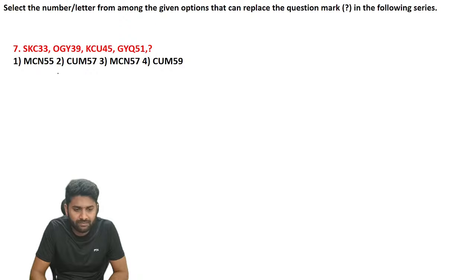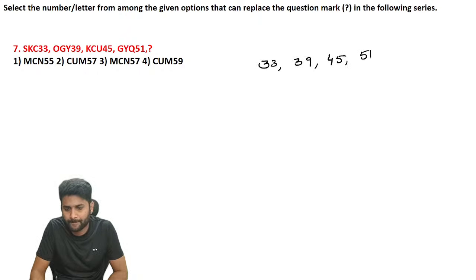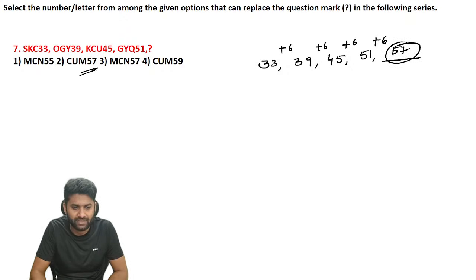Now let's check with the numbers 55, 57, 57 and 59. See, first of all numbers 33, 39, 45, 51. Every time they are adding 6 units. Now the number must be 57, either option number 2 or option number 3. If you check with option number 2 and 3, the first element is different. Then go through the logic of only the first element.